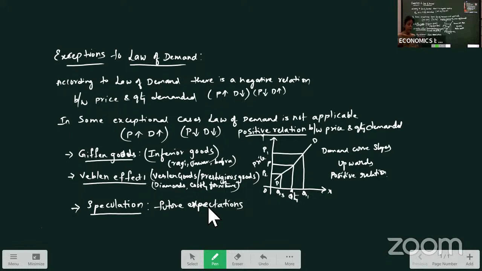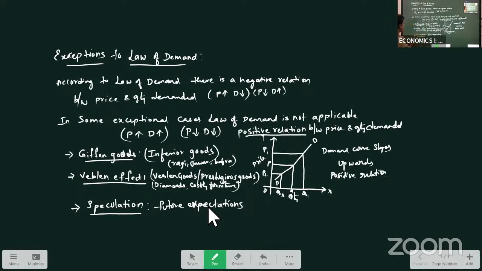Or if we expect that in future the price may decrease. For example, you can see in the case of gold, this will happen mostly. Some news will come that in future gold prices are going to decrease. So what will we do? We will wait for the future price, right? We don't buy now. Though the price is low now, we don't buy because we expect that in future the price may decrease more. So now, though the price is low, demand is also low because of future expectations. In that concept also, the law of demand is not applicable.